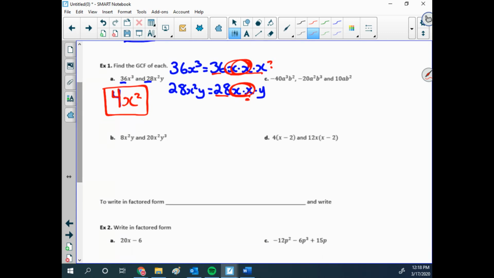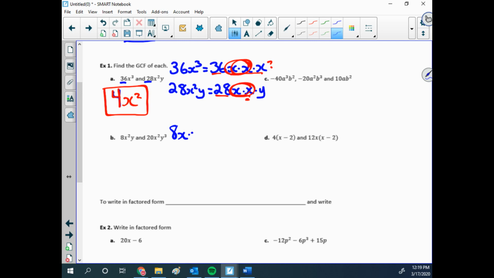Okay, let's take another look at B. So here's 8x squared y and 20x squared y cubed. Now, if you want to write it as a repeated multiple, you can do that, but I usually don't do that all the time. I'll do it for one more question and hope that we can figure things out from there.